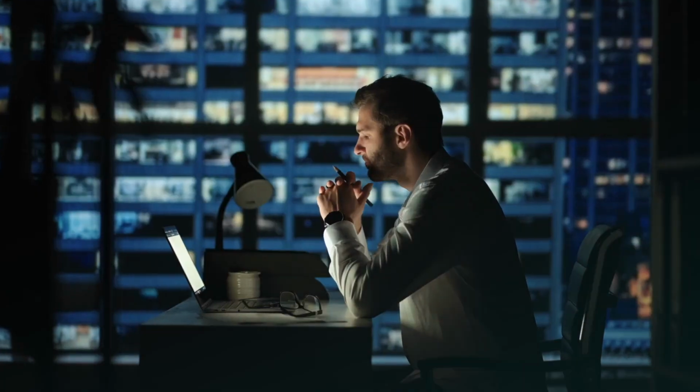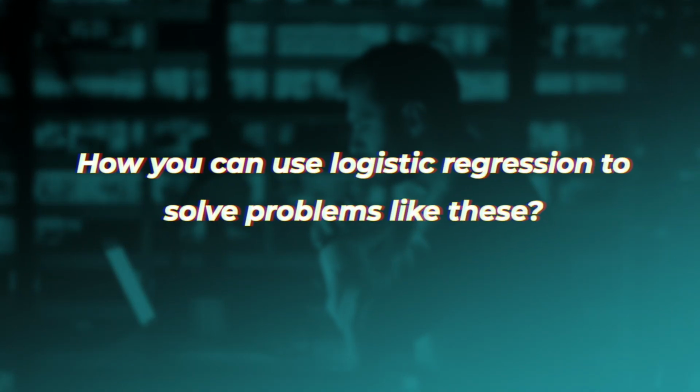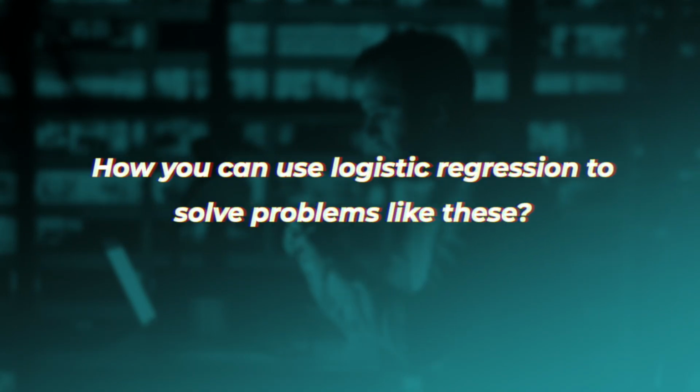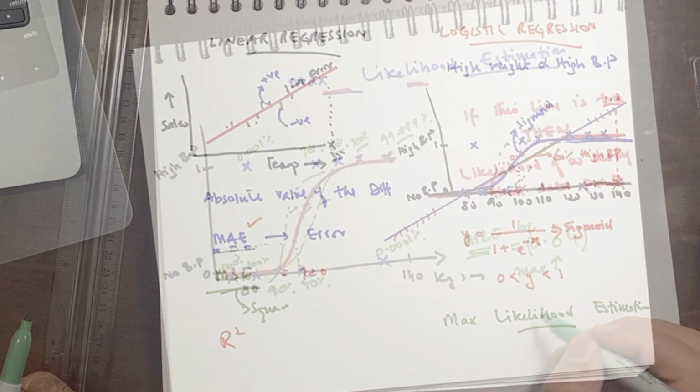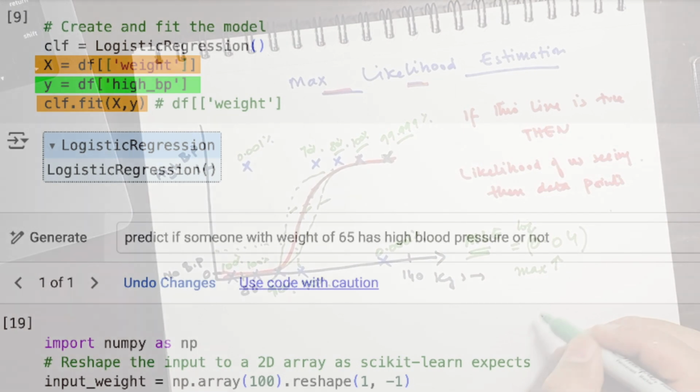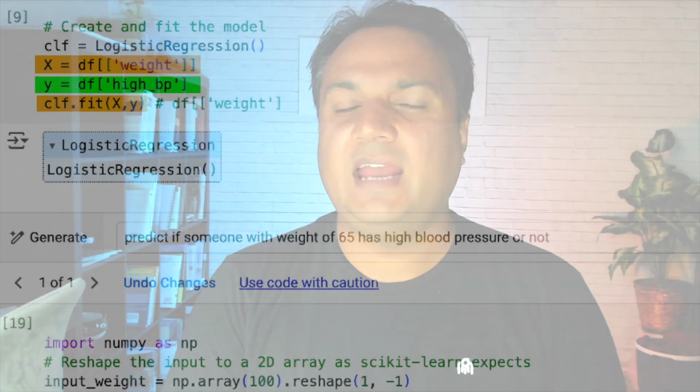So in this video, I'll take a real life example and explain how you can use logistic regression to solve problems like these. I'll use the minimal amount of math to intuitively and clearly explain the concepts of logistic regression. I'll also show you how it is related and, to some extent, derived from linear regression, which I've covered in a previous video.